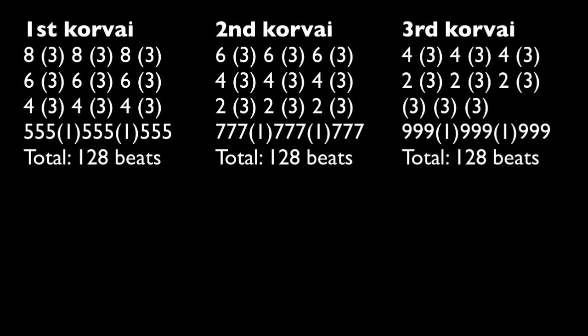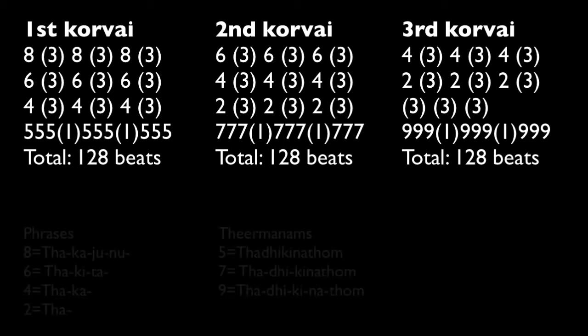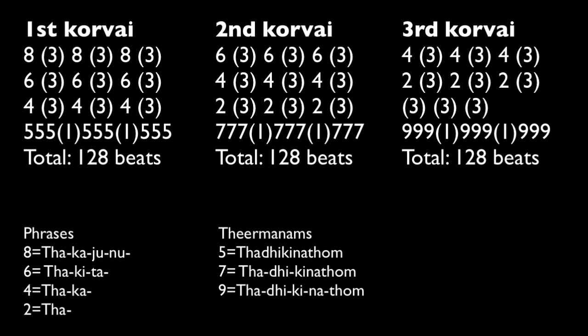And here's the structure of the third Korvai in the series, or second variation. That is what I just recited at the beginning of this video. And then at the bottom of the screen, you can see how to recite each phrase. For the Tirmanams of 555, 777, and 999, we are using the standard phrases of Tha-dhi-ki-na-thom. In case you need a refresher about these issues of terminology, please see episodes 13 and 14 of this series, which are also linked in the video's description.